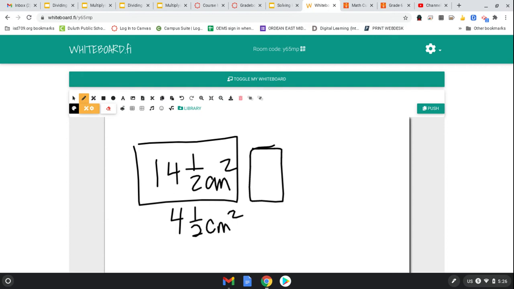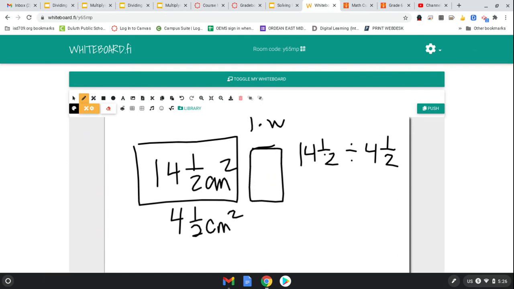And we know to find area, it's length times width or base times height. We know one of those. We don't know the other, but we know the total. So to find that other, we're going to have to divide. So we are going to take 14.5 and divide it by 4.5.